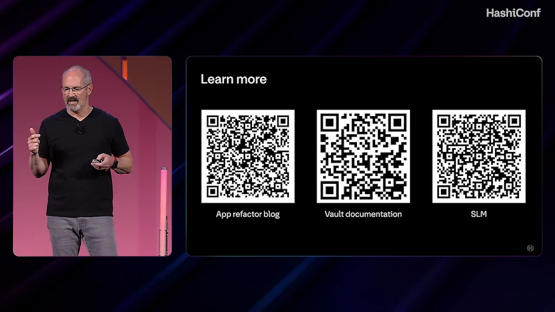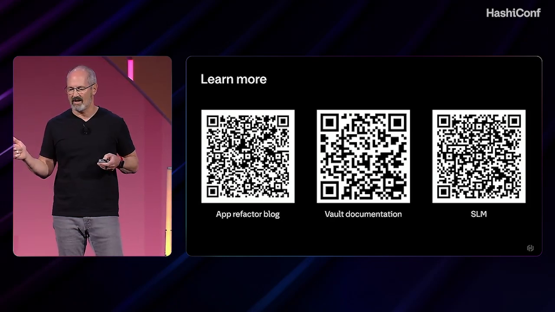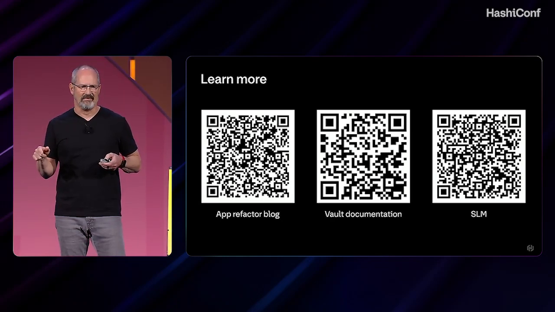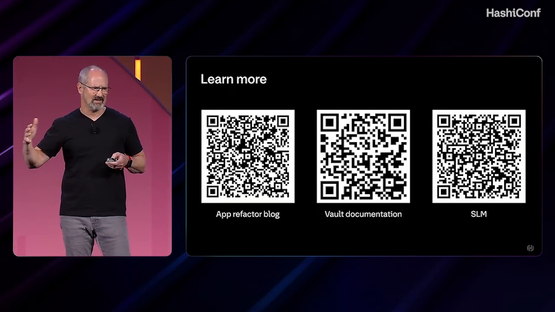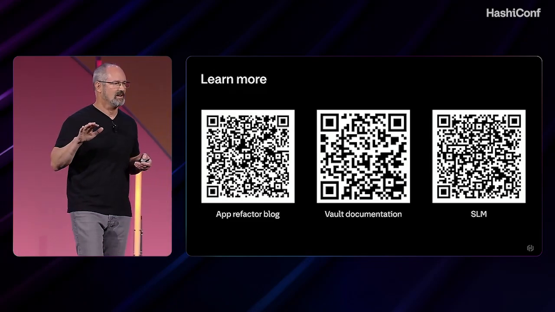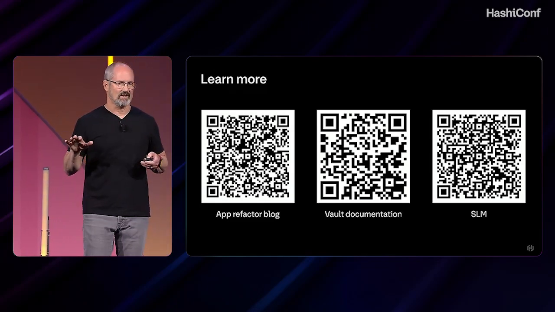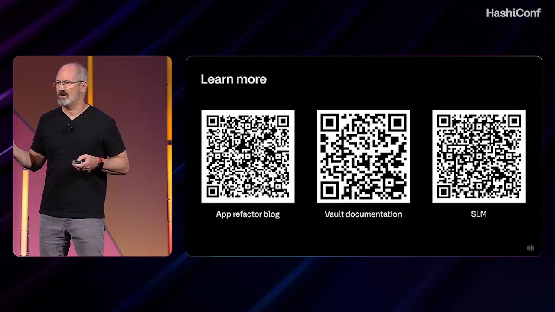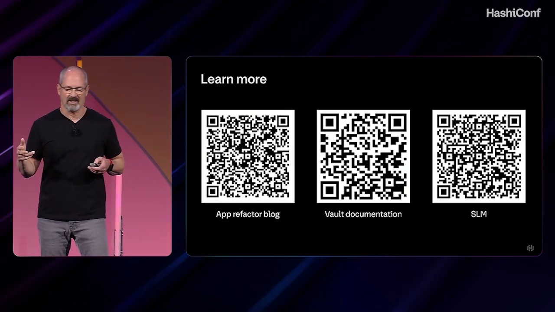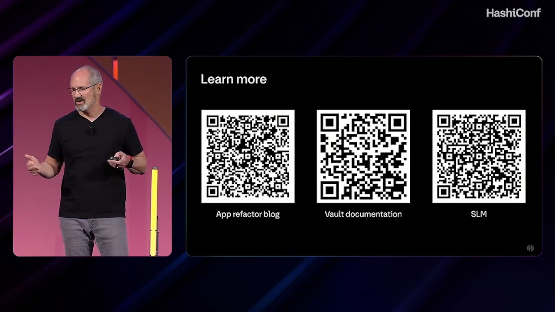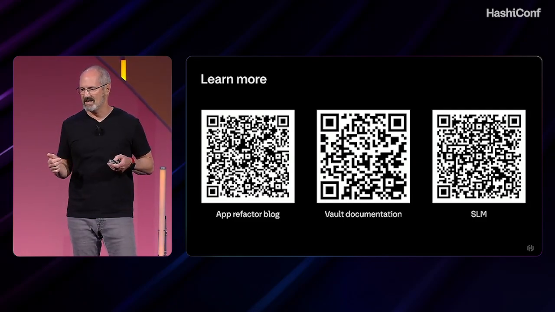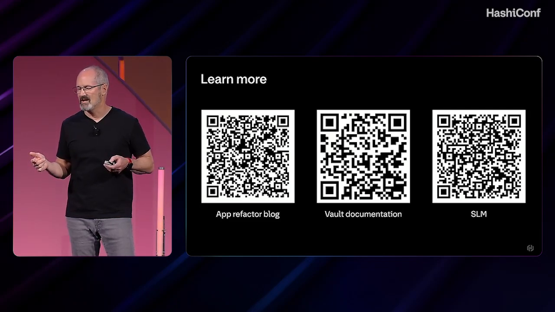And then there's some QR codes here for follow-up that are really helpful, I think. The App Refactor blog, it's a 5-steps blog, and it's all about refactoring applications or picking applications that you can start modernizing with more dynamic secrets and using them with Vault. And it's written by 2 of our developer advocates, came out recently. There's the Vault documentation, which of course has all the latest from the latest features and capabilities. And then also the security lifecycle management page that has a lot of information on the SLM products and how you can use them.